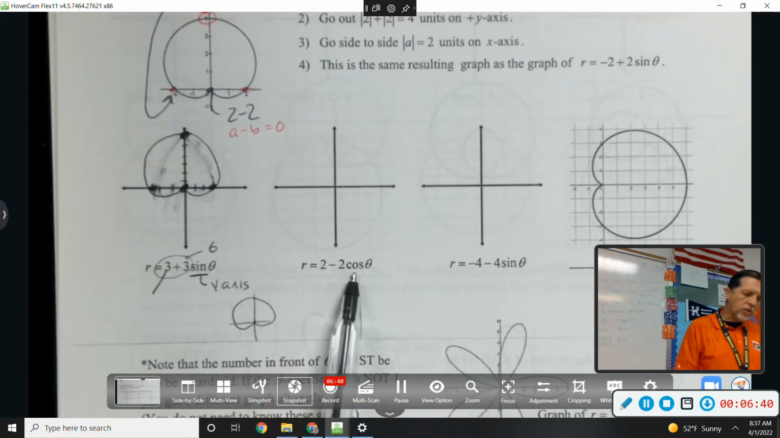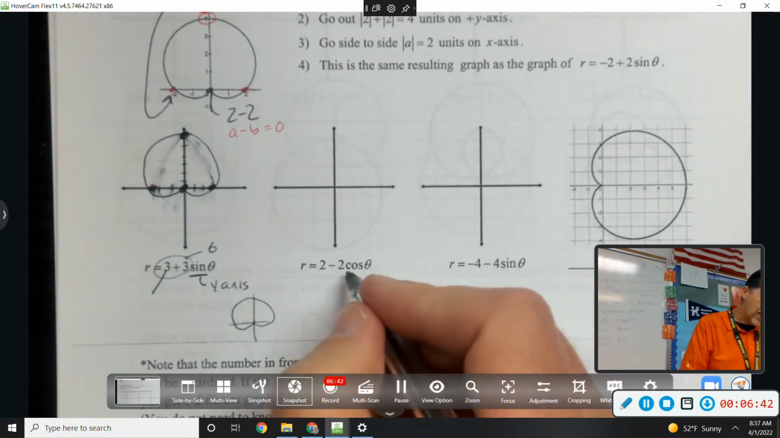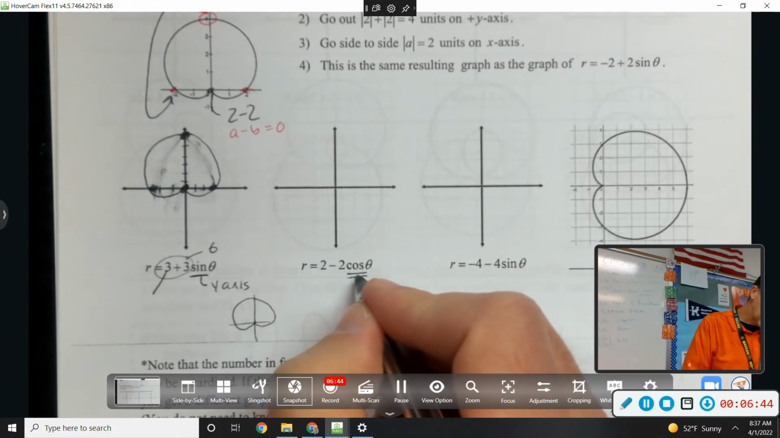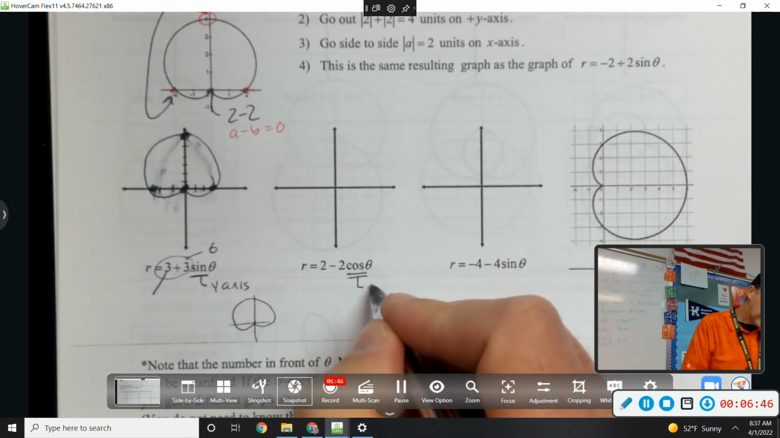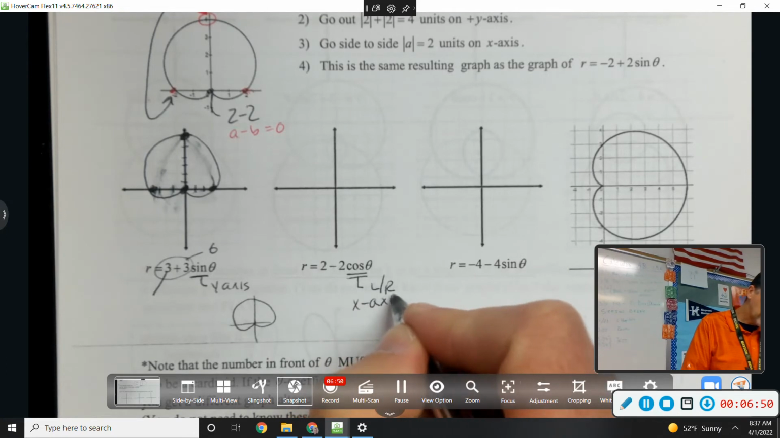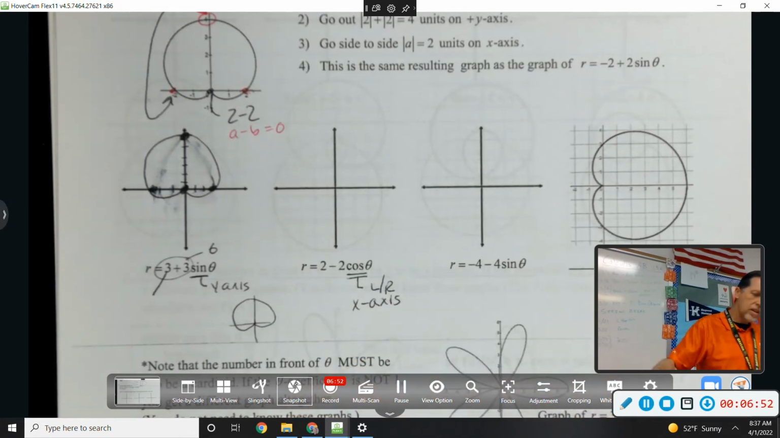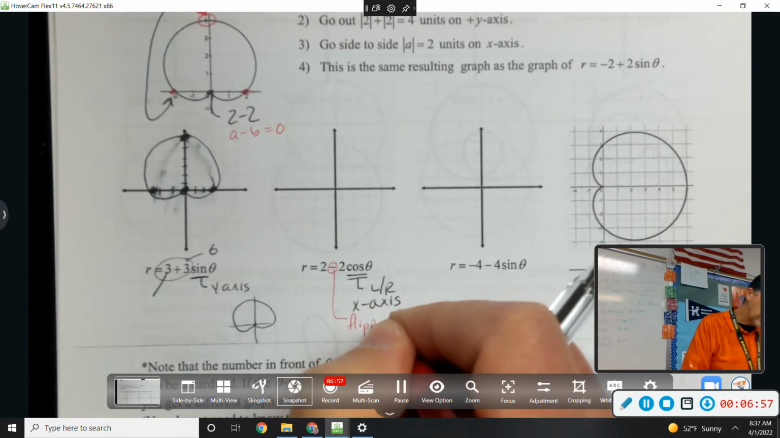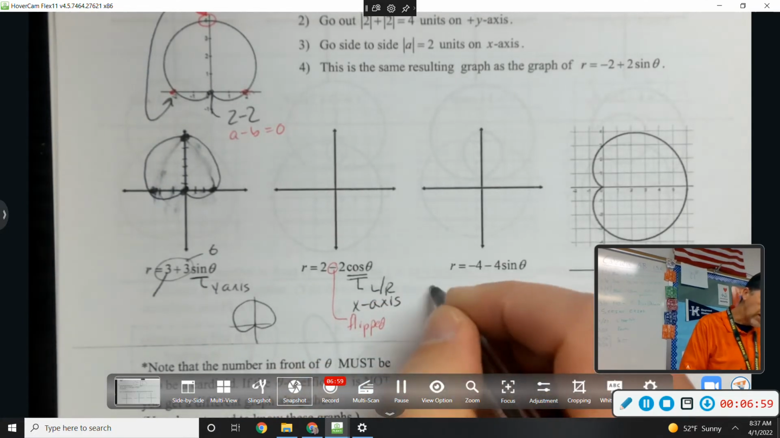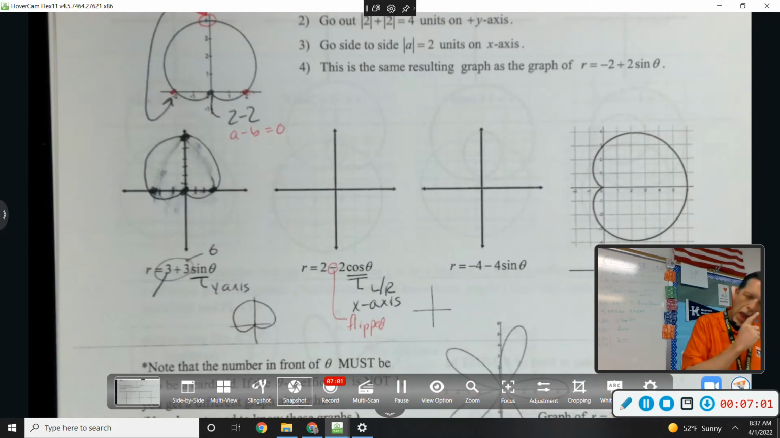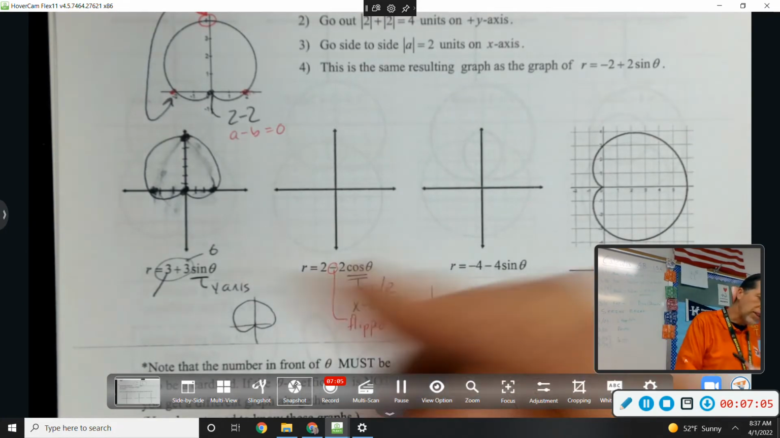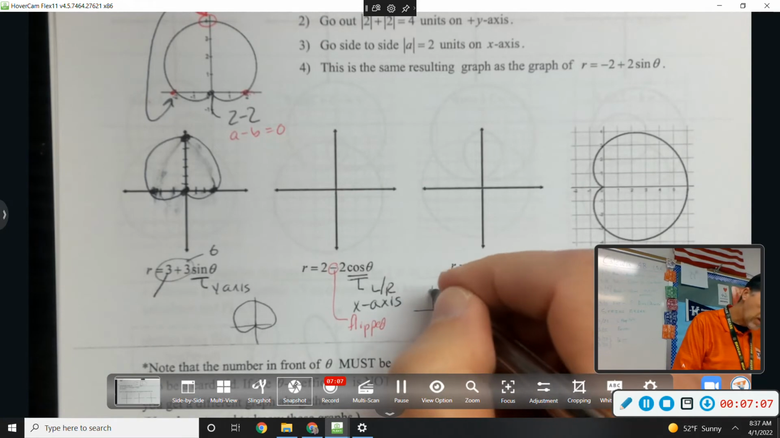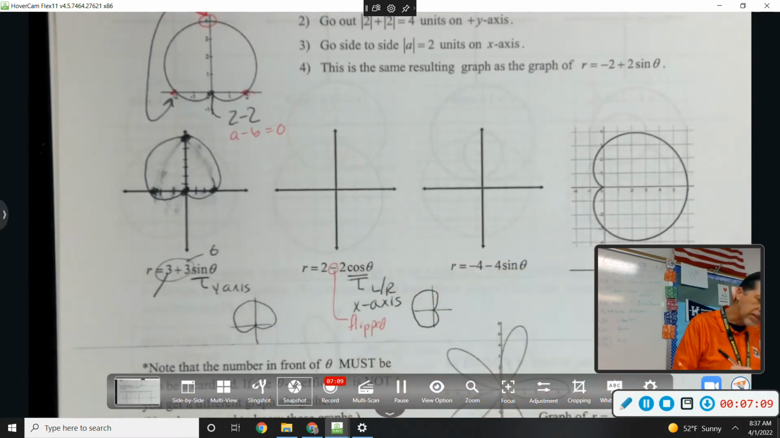All right, which direction is the second one going to be going? Cosine is left and right, or it'll be on the x-axis. But it's negative, so it's flipped. So already I know what this is going to look like. It's going to have a left-right orientation, but it's sort of going to be pointed to the left because of that negative cosine.